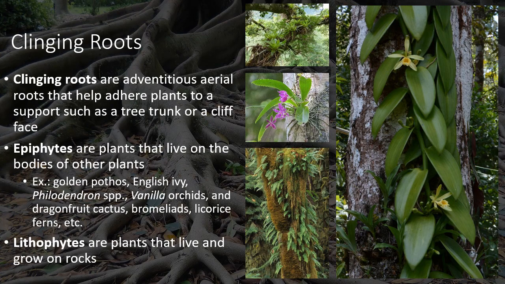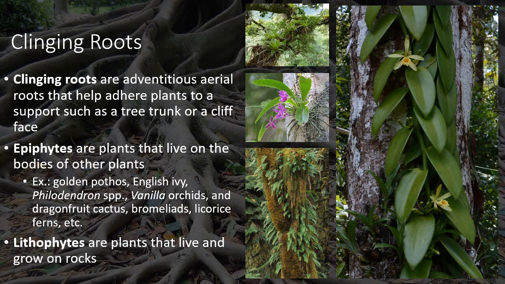Clinging roots are adventitious aerial roots that help plants adhere to some kind of support, such as a tree trunk or a cliff face. And the function of these is pretty obvious. If you are living in a highly competitive ecosystem like a forest, especially a tropical rainforest, there is a lot of competition for light. Light is not available on the forest floor because the trees are hogging all of it. So smaller herbaceous plants have to figure out a way to compete for light.